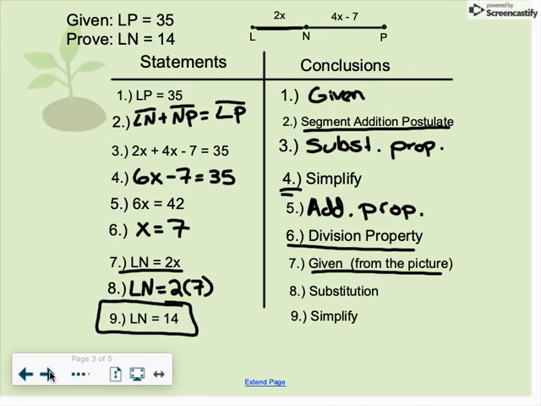And what we're trying to prove should always be our last step in our proof. If we need to look this over, please feel free to pause it. I'm going to move on.